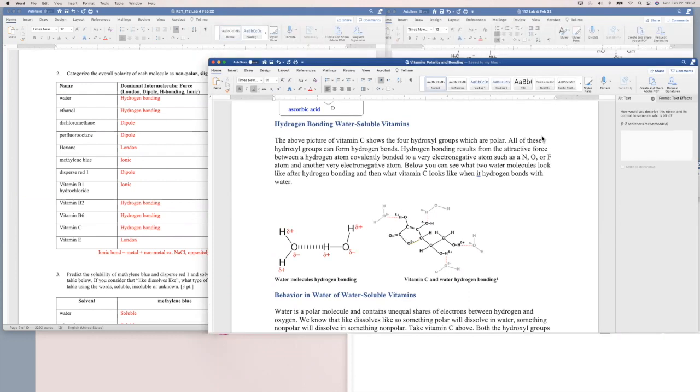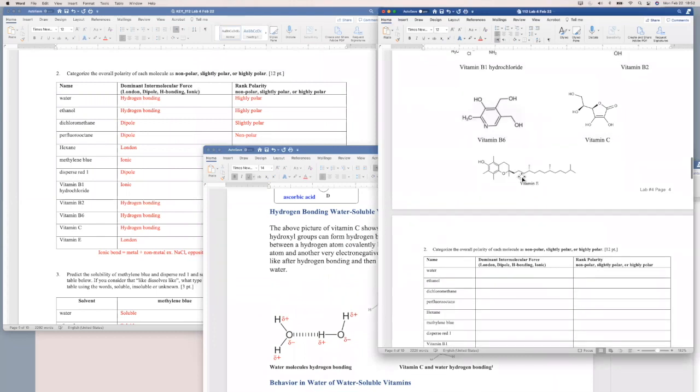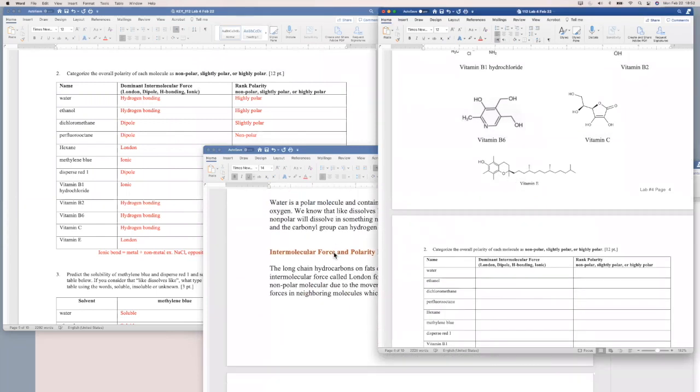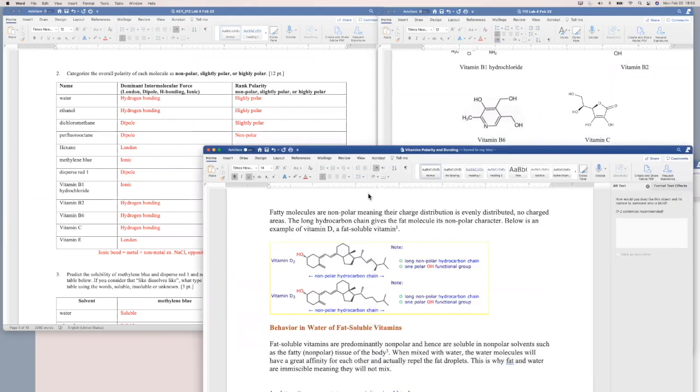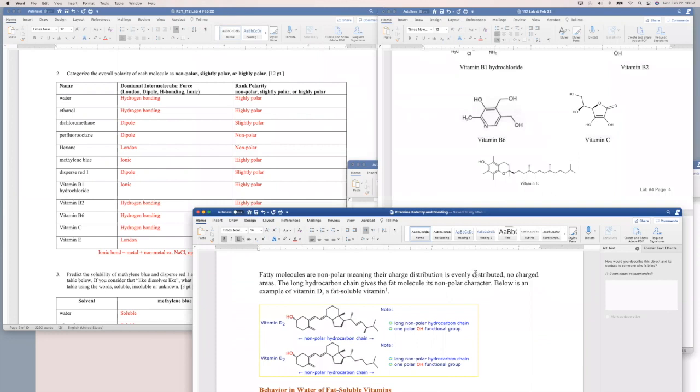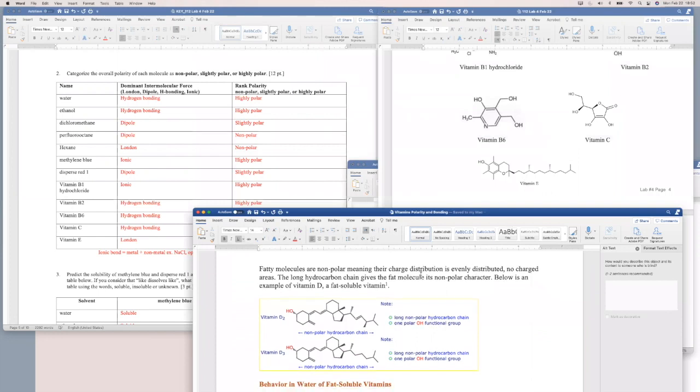Okay, and then last but not least, we have our vitamin E. So vitamin E, did I do vitamin? Oh no, so I wrote about vitamin D here, but it's basically the same premise. So basically vitamin E is a fat soluble vitamin.